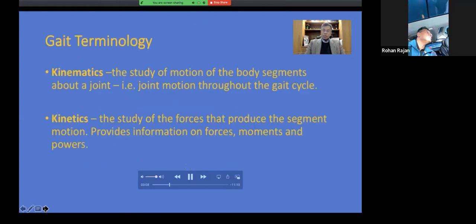Kinematics is the study of motion of body segments about the joint, i.e. joint motion throughout the gait cycle, whilst kinetics is the study of forces that produce the segment motion, and from which you can calculate moments and powers.